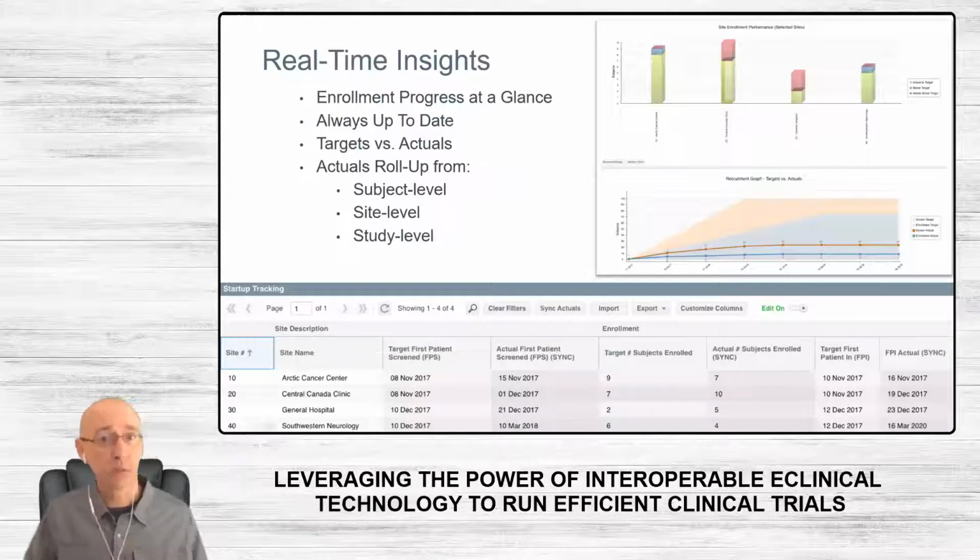In terms of real-time insights, we have dashboards that allow you to look at enrollment progress at a glance, such as the enrollment curve there that's showing you the targets versus actuals. We know that chart in particular is rolled into a lot of weekly teams with the leadership of the clinical trial team to be able to easily track overall status. And also there's a chart there that helps you track at the site level, track your enrollment based on your target for each site. So you can track targets versus actuals, and the actuals roll up from the subject level to the site level to the study level, and then even to portfolio level where you can run cross-site reports. Next slide, please.